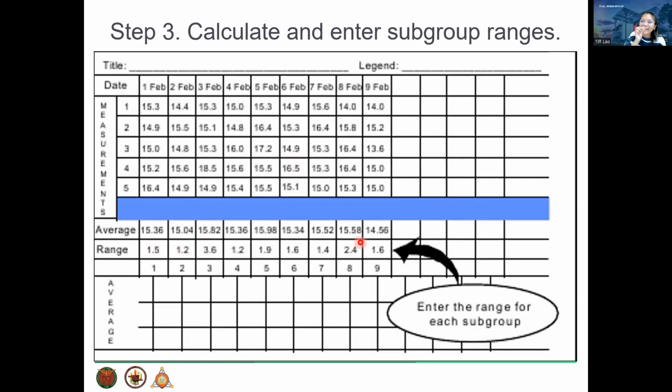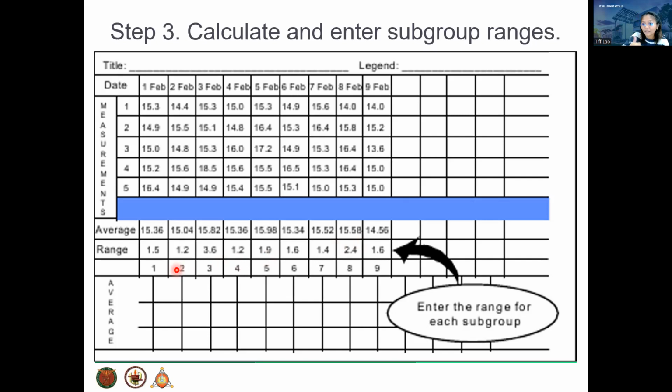Yung next na kukunin, since X bar R chart tayo, okay na tayo sa X bar. So sa tingin nyo, ano yung next? So okay na tayo sa mean or sa average. Ano yung kukunin na next? Anong data? Ano yung R? Range. May nagsagot ng regression. Okay lang yan. Baka nalito ka pa sa previous lessons natin. So anyway, range, okay? Chill lang to sa lesson.